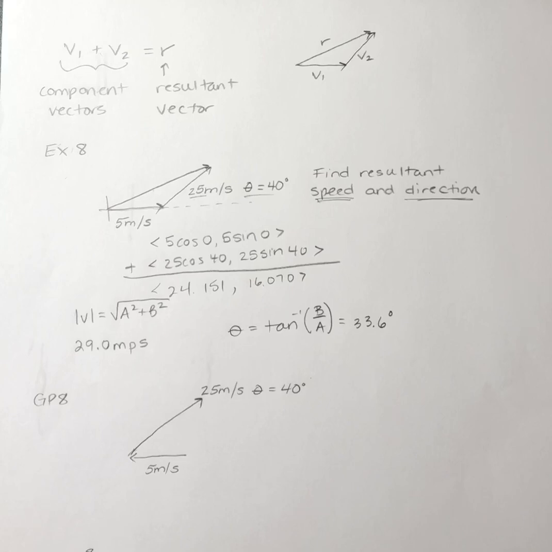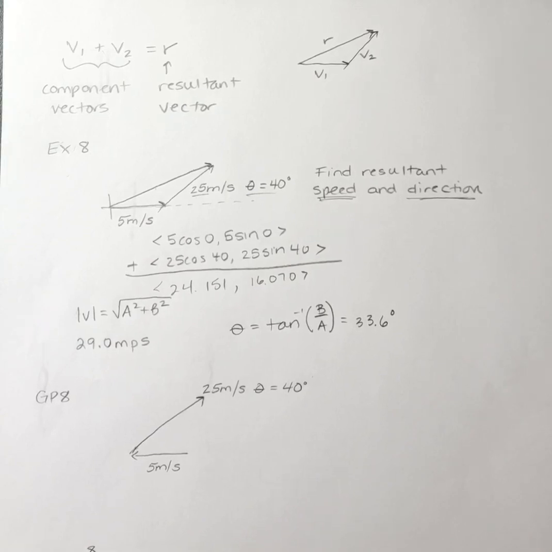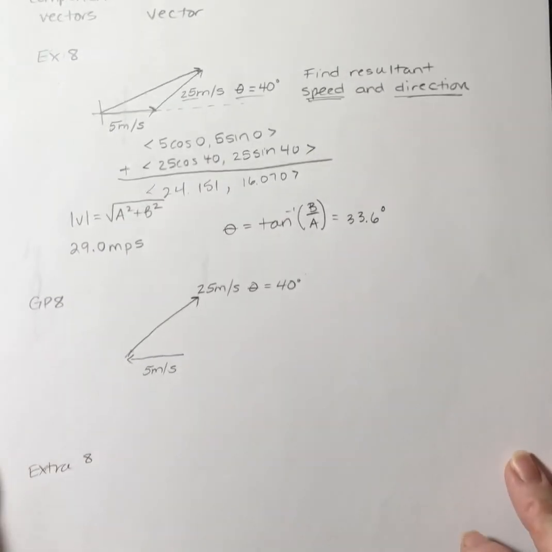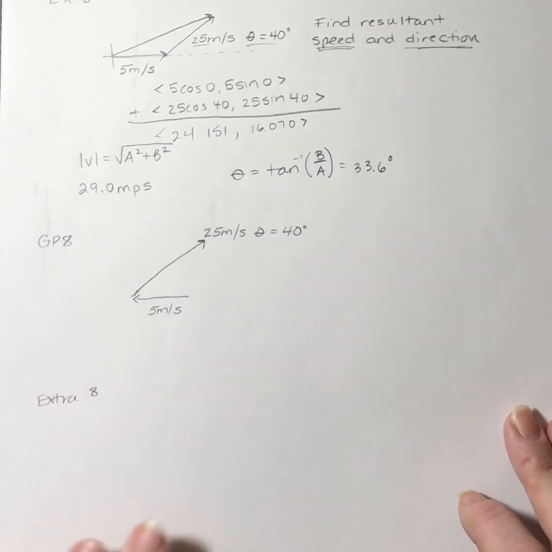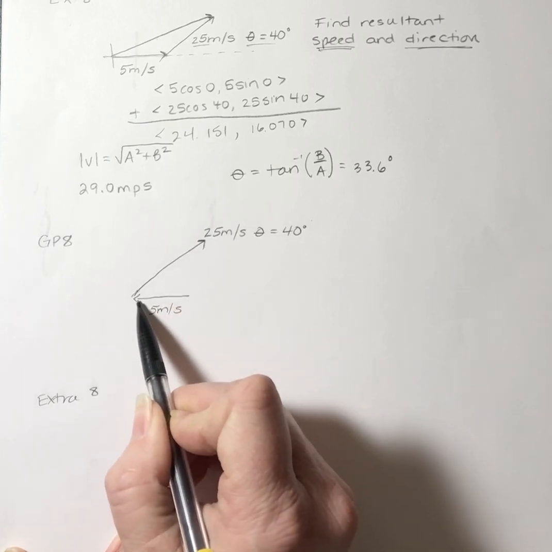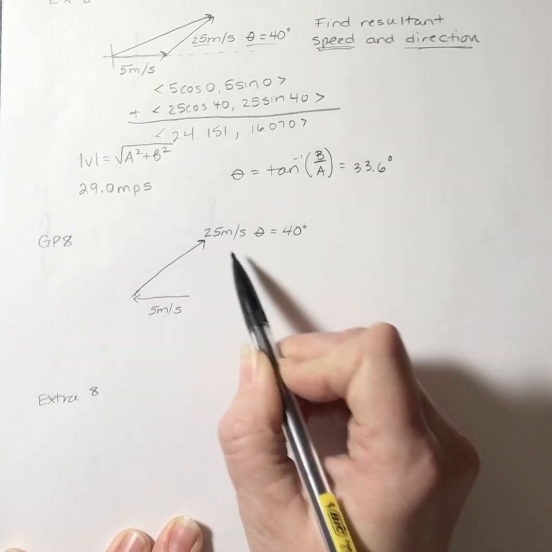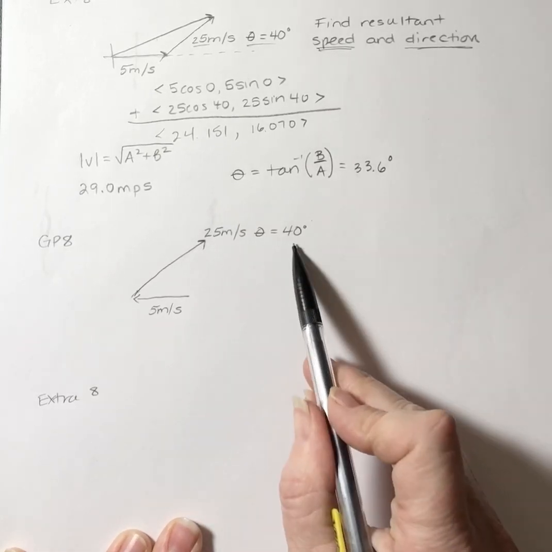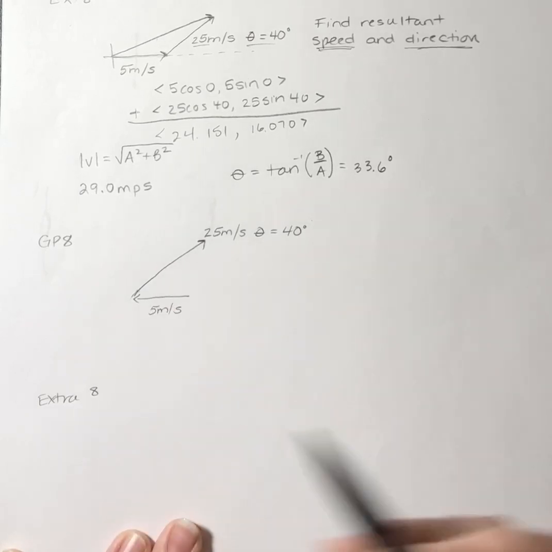So the next one I'm going to do is the guided practice at the bottom of page 496. It says, what would the resultant velocity of the football be if the quarterback made the same pass running 5 meters per second backwards? The only difference in my picture, and they didn't give you a picture for this one, is that he's running backwards, and then he throws the pass at 25 meters per second with a direction angle of 40 degrees.